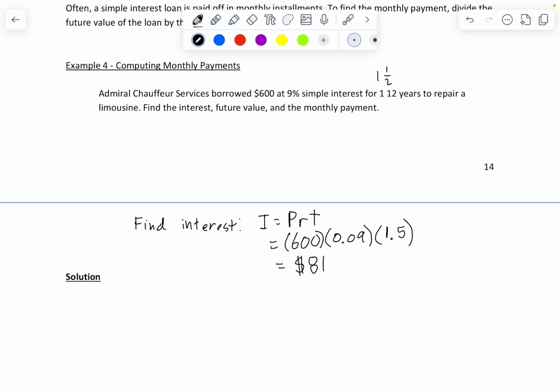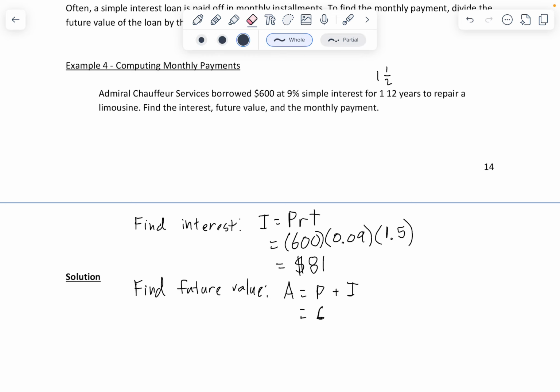Okay, the next step is to find the future value. All right, the future value is the principal plus the interest. Principal is $600. My pen is kind of messing up on me again here. $600. The interest is $81. So if you add those together, you get $681.